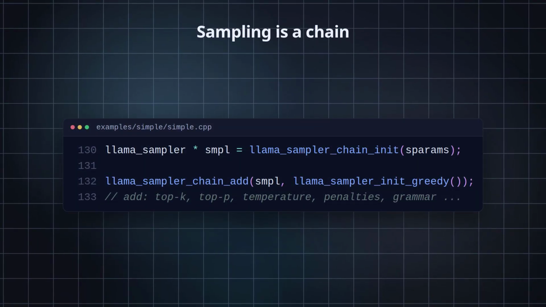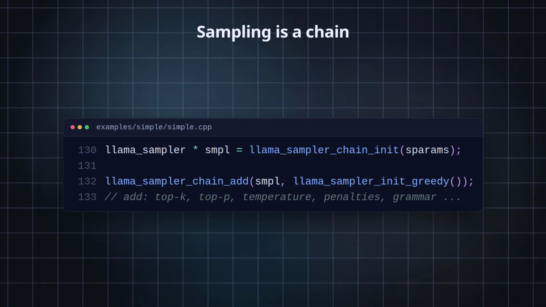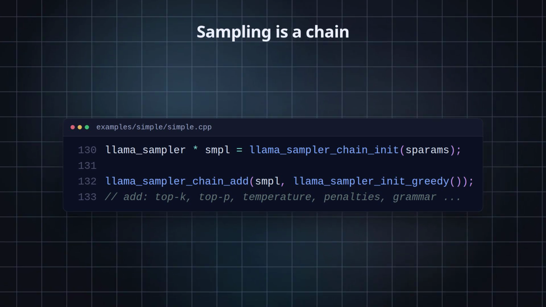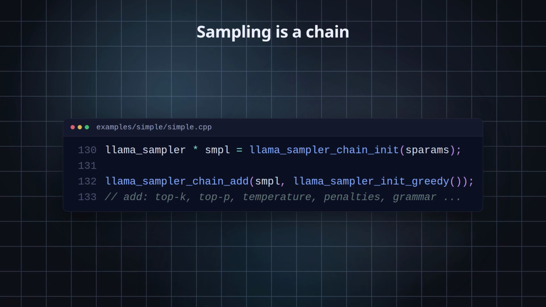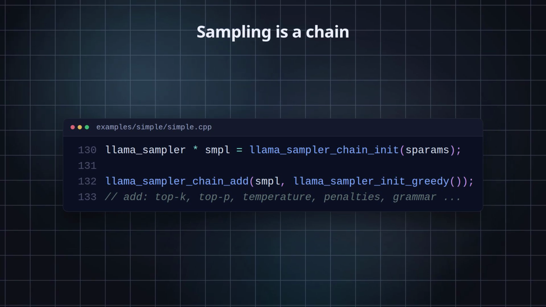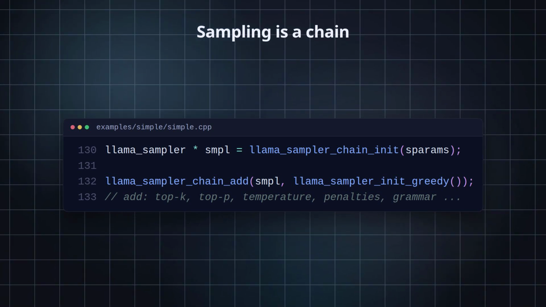Sampling is composable. You initialize a sampler chain and add stages to it. Here, a single greedy stage that always takes the most likely token. Swapping in temperature, top K, or repetition penalties is just adding more links to the chain.